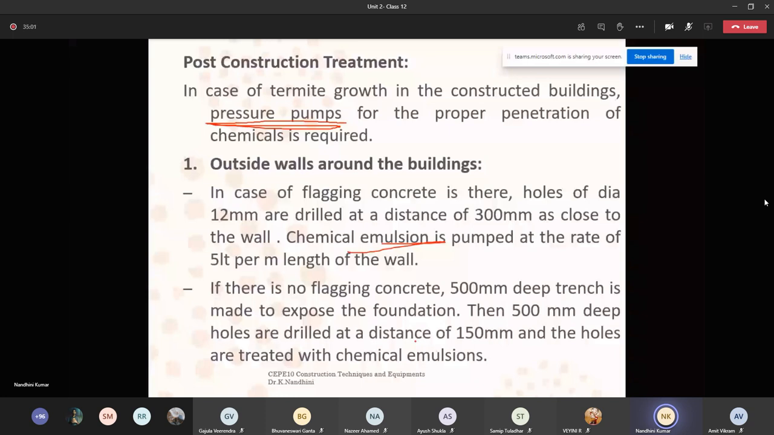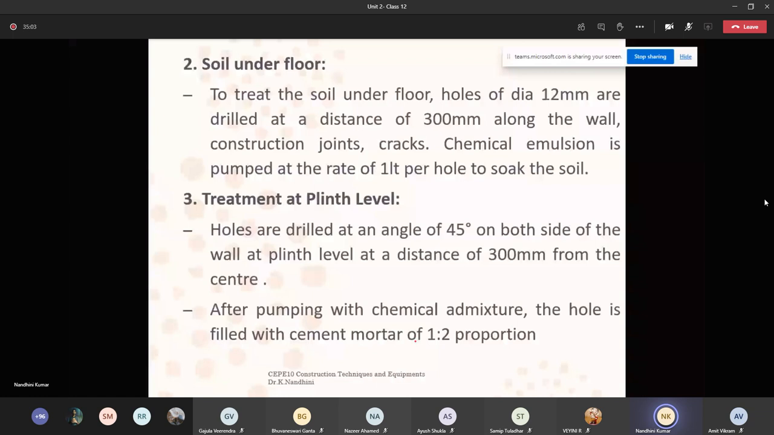Soil under floor. To treat the soil under the floor, holes of 12 mm dia are drilled at a distance of 300 mm along the wall. Construction joints and cracks, wherever required, you're going to treat. Chemical emulsion is pumped at the rate of 1 liter per hole. Like you're going to wet the soil.